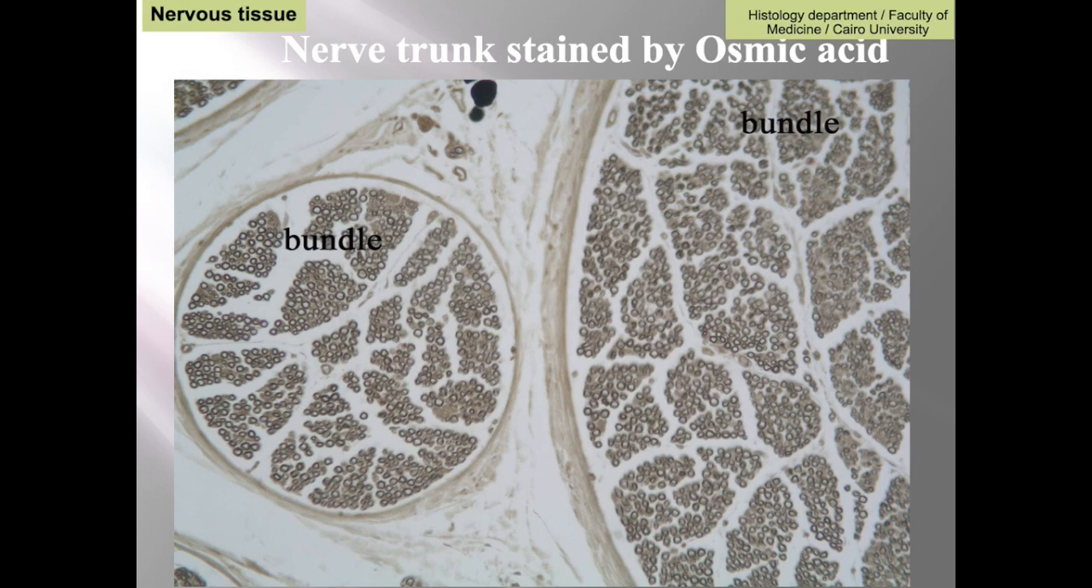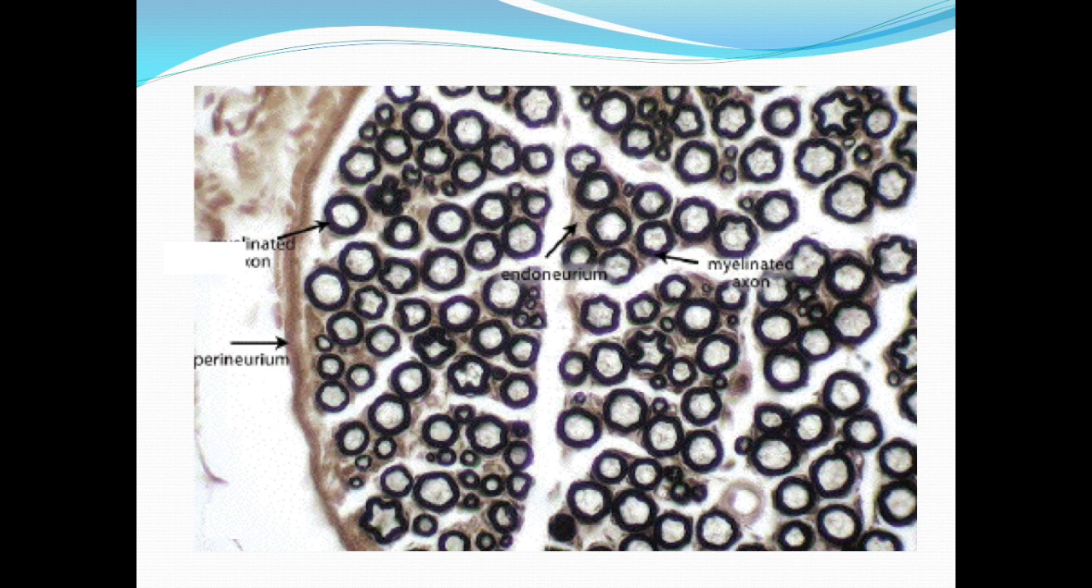perineurium, and also here we have the site of the endoneurium, and the most important things are these nerve fibers showing the myelin sheaths here in this black coloration. This slide also demonstrates the nerve bundle in a nerve trunk stained with osmic acid. And here we have very important things.